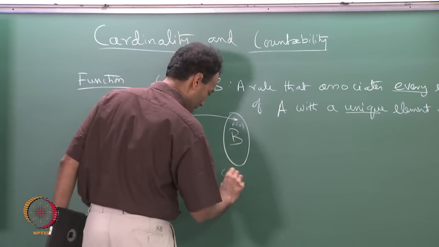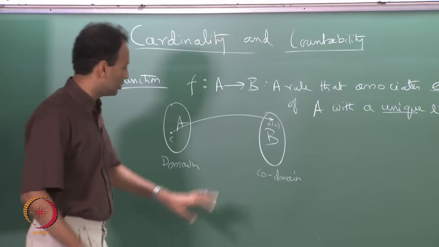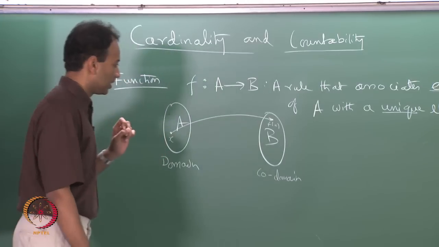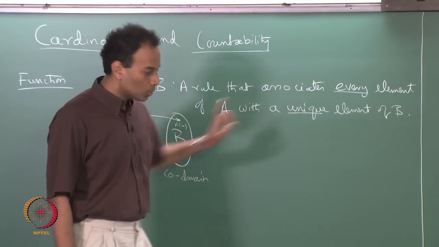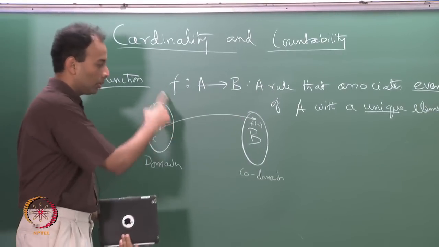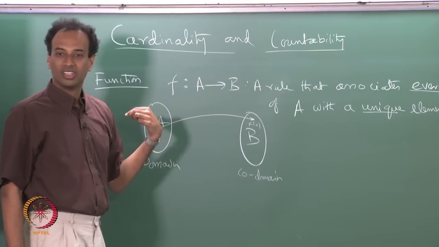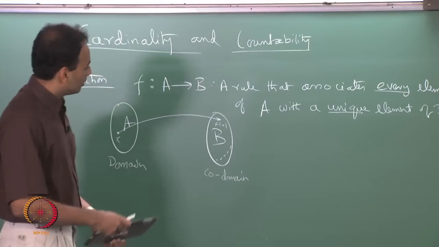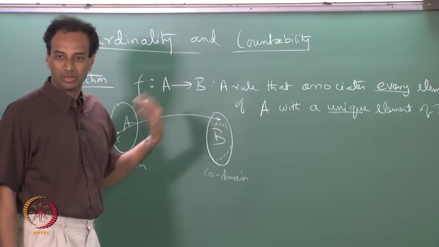There is some difference in terminology here. Some people call it the range. There are some inconsistencies in terminology, but we will call the set B the codomain, and we will reserve the term range for a related but slightly different concept. Remember I told you that the rule associates every element of A with a unique element of B, but you could have elements in B which are not covered, which may not be images of any element of A. You cannot afford to miss out anything in A, because every element of A has to be mapped, but some elements of B may not be mapped. It is possible that only some of these are mapped and some may not be. So, the word range is used to describe only those elements of B which the function actually takes as values.